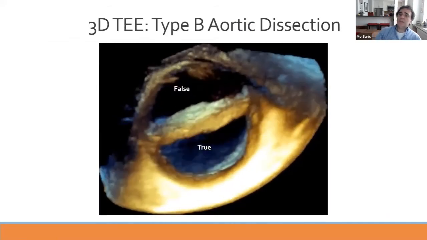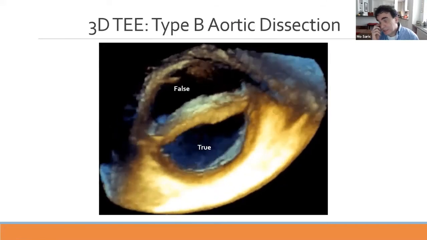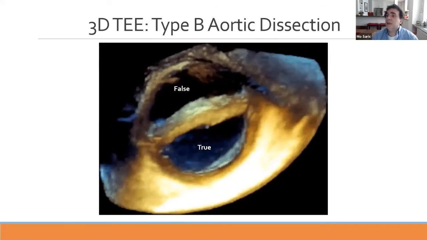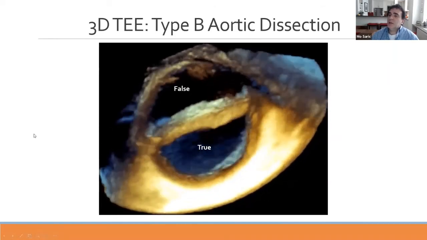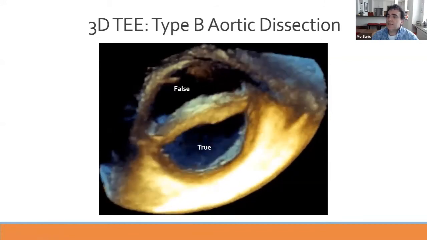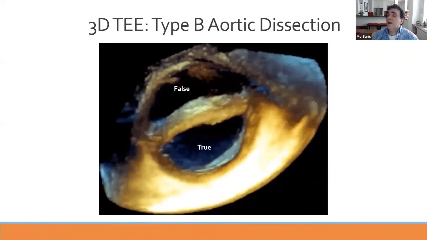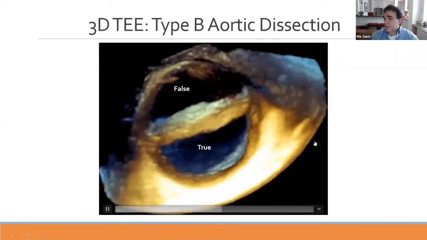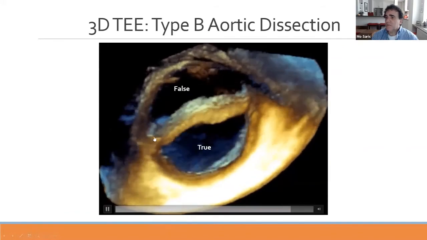What can we see on 3D? Does 3D echocardiography help? It helps a bit. We can again show the false and true lumen, but it's not as useful. I don't find it as useful as for another structure such as the mitral valve, for instance, or left atrial appendage. But again, here you can see that sharp edge that the false lumen creates toward the true lumen.